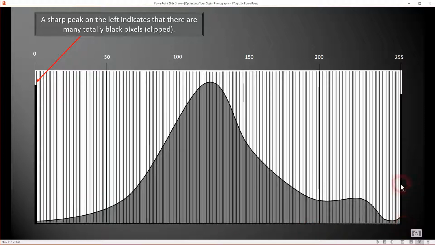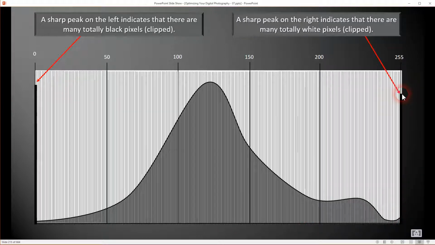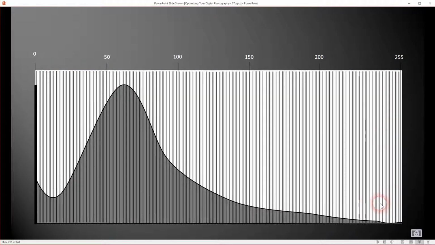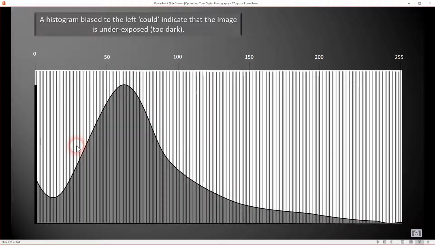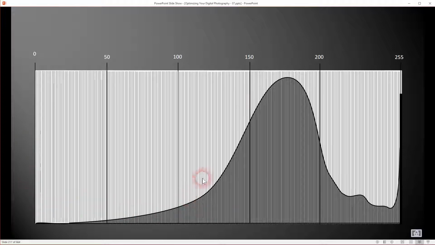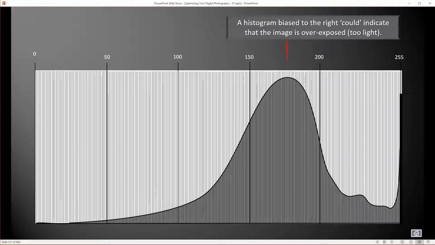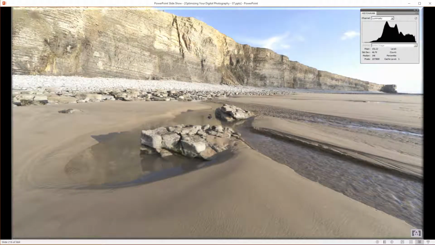Conversely, if we have a sharp peak on the very right hand side, it means that we've got lots and lots of pure white pixels, and again we've got lots of clipped pixels, and that could be another indication that we've got the exposure wrong. Similarly, if we've got a sharp rise like this to the left, it could indicate, and I say could, that we've got the whole image totally underexposed, especially if we've got a sharp peak on the far left hand side. Conversely, if it's all shifted across to the right hand side, and especially if we've got a sharp peak here, it means that the image is probably overexposed, it's too light. So we can use these histograms to get a feel for the exposure correctness in our image.